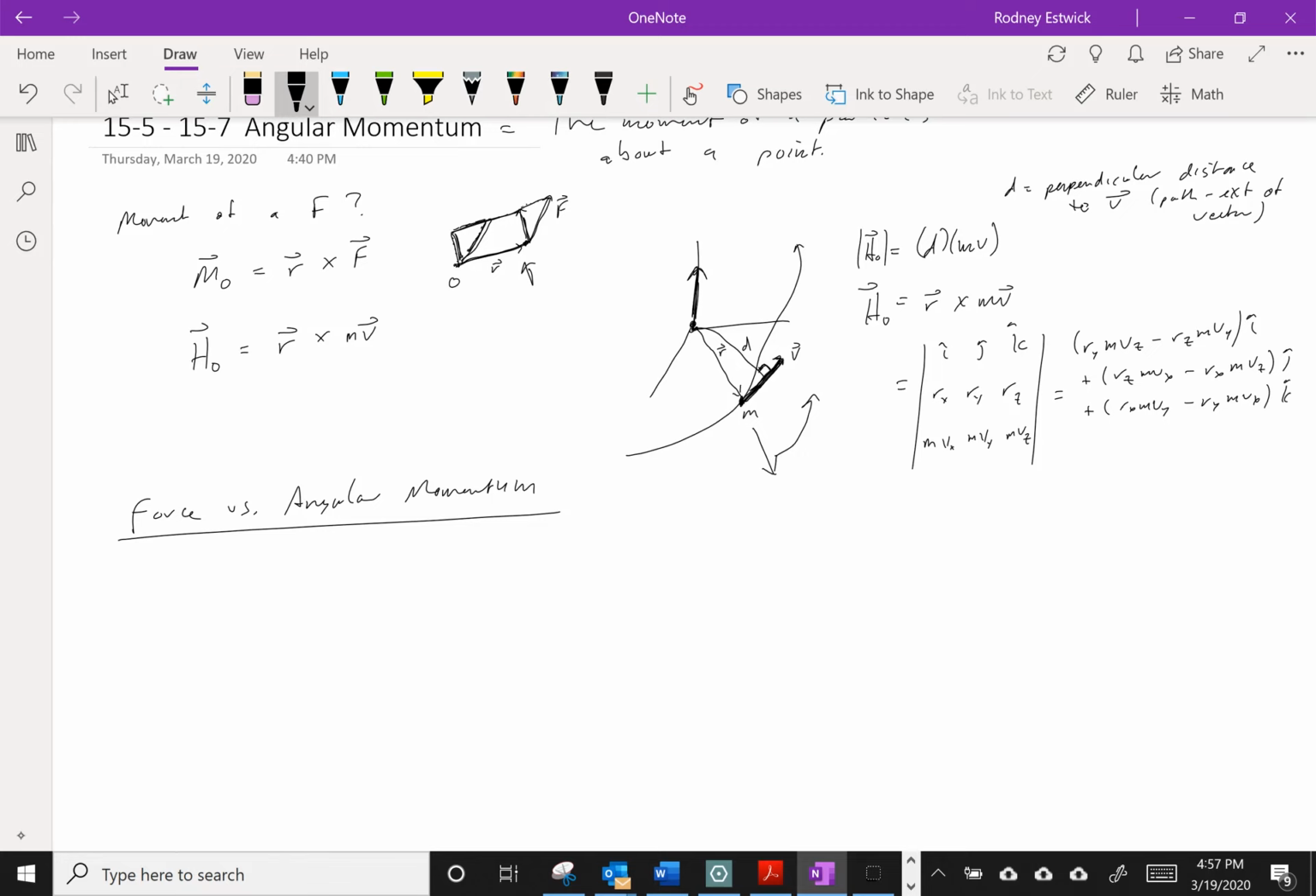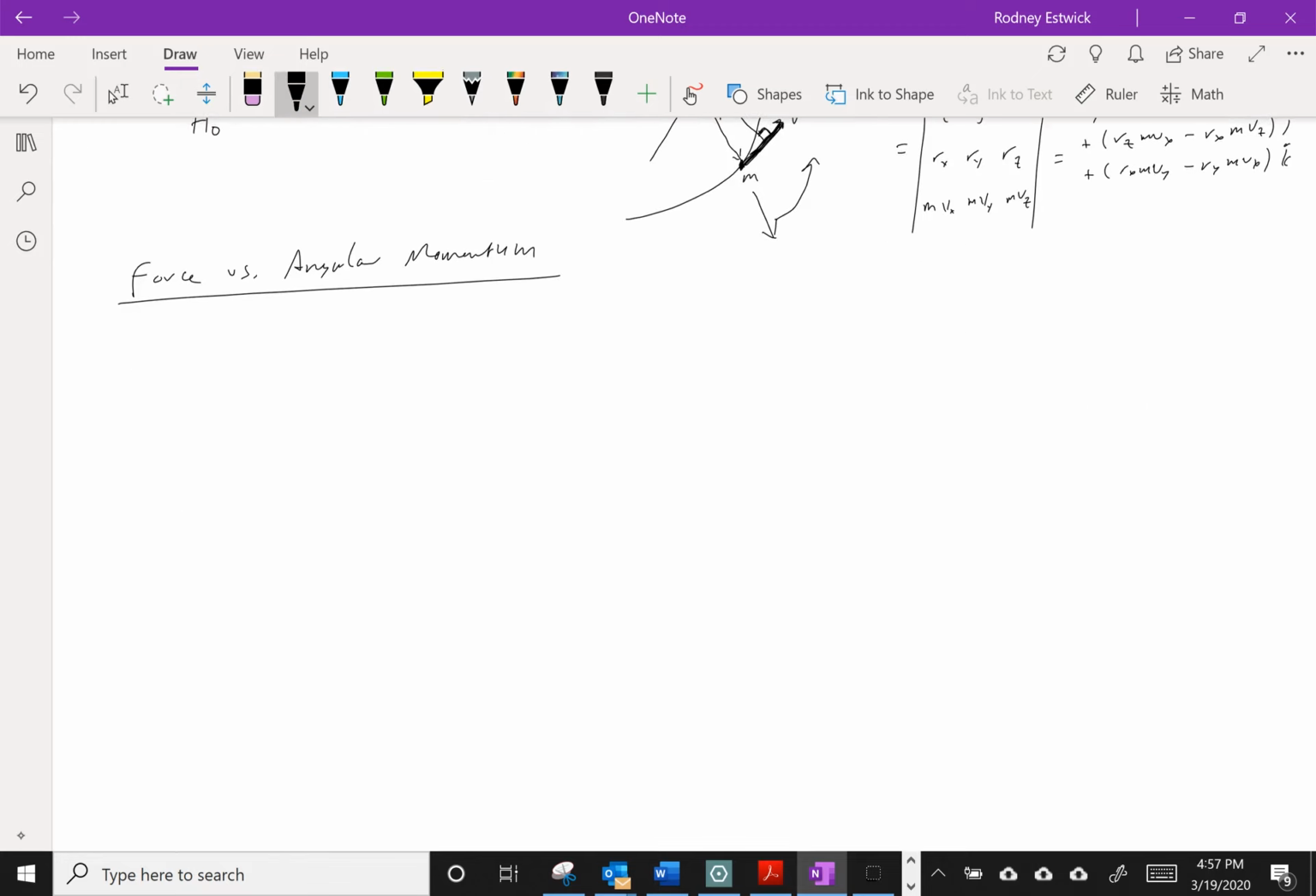And as you recall, we've got the sum of forces equals the mass times acceleration, the equation of motion, right? So let's just rewrite that as v dot, because acceleration is the time derivative of velocity. Now let's take the cross product of r on both sides of this.